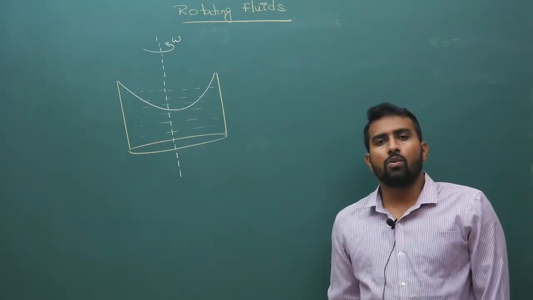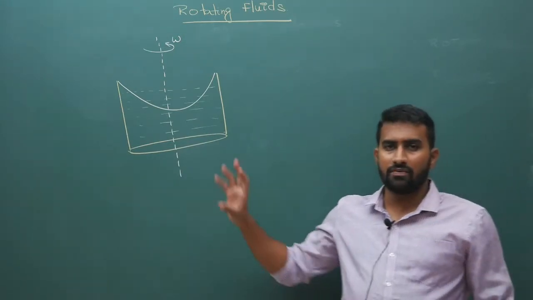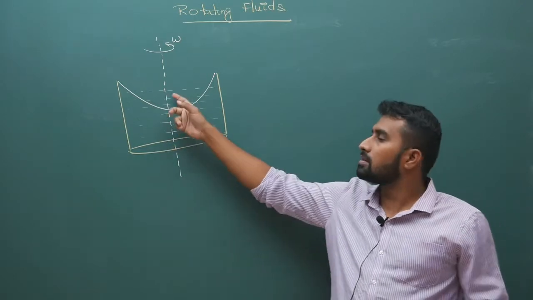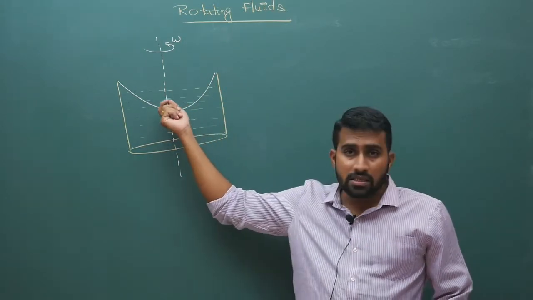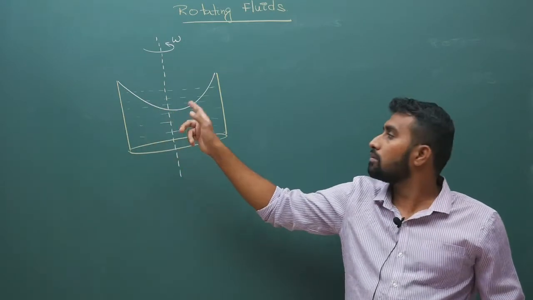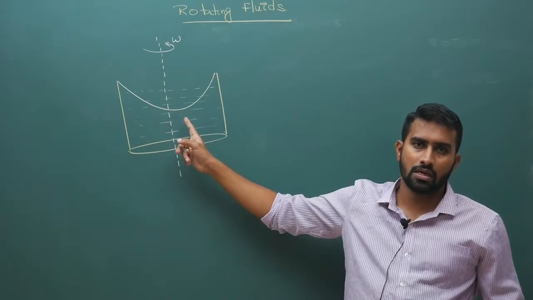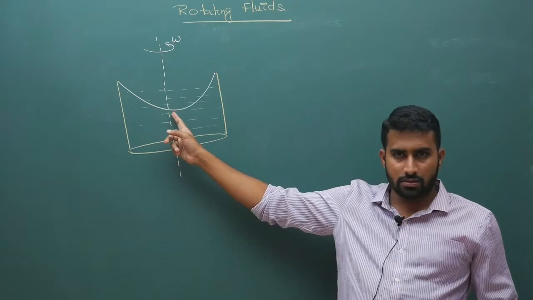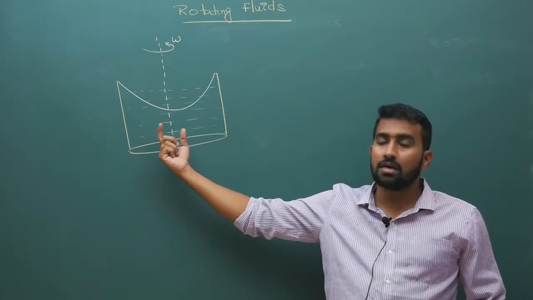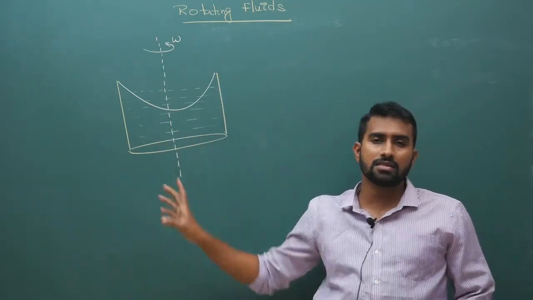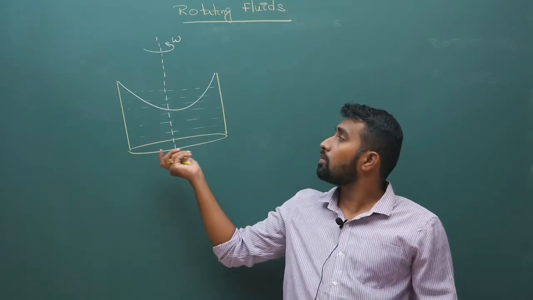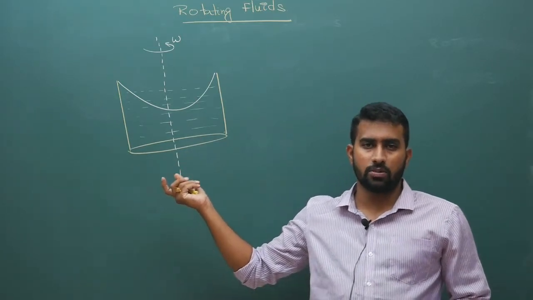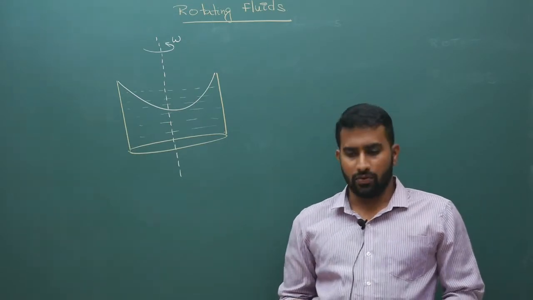Because of the rotation, some of the liquid will spill out. So what is the volume that is spilling out? What is the equation of this surface? What is the base, the minimum height, that you have here? What is the maximum height? All these things I am supposed to calculate. This is one of the important cases in rotating fluids.